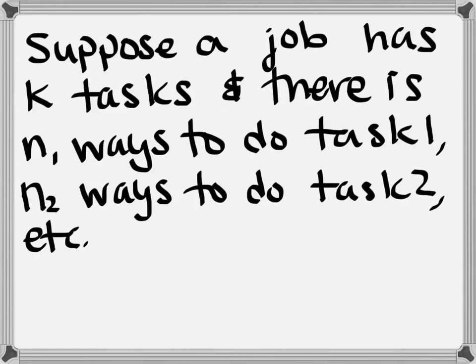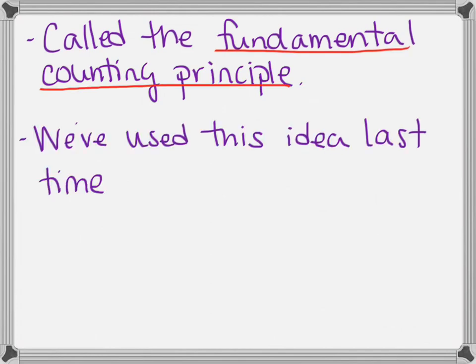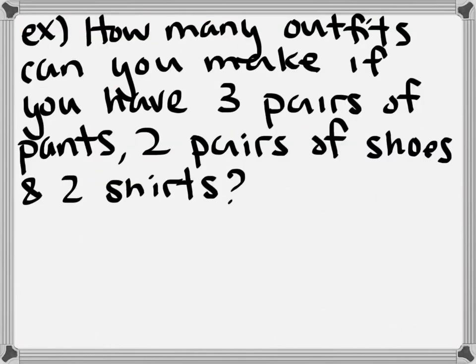It says that if you have a job that consists of k tasks, and there are n1 ways to do the first task, n2 ways to do the second task, etc., then the job can be done in n1 times n2 times n3 all the way up to times nk ways. Now, this is a lot to parse, but we'll do many examples, and we actually saw 2 examples last time of the counting principle. Alright, so how can we use this?